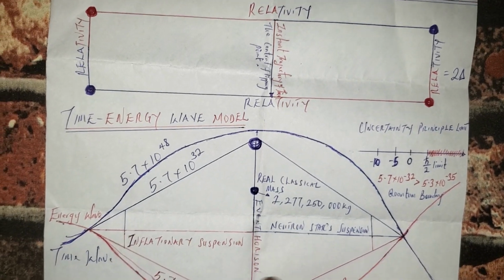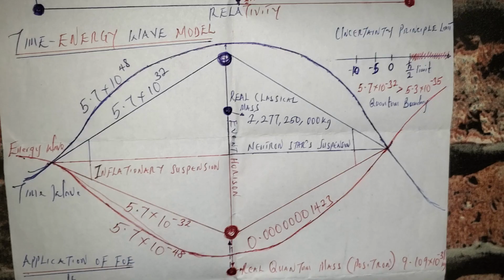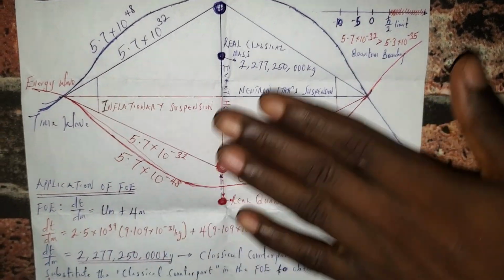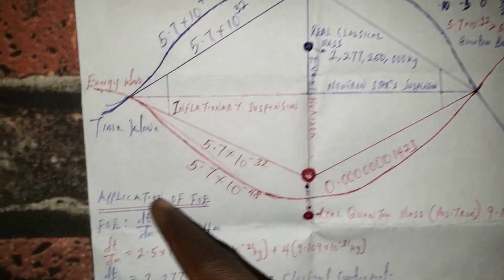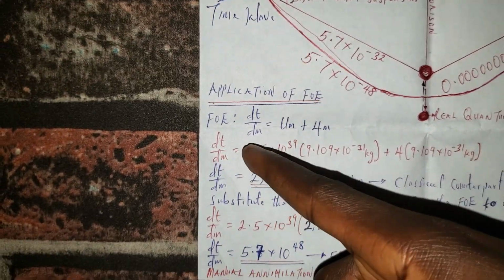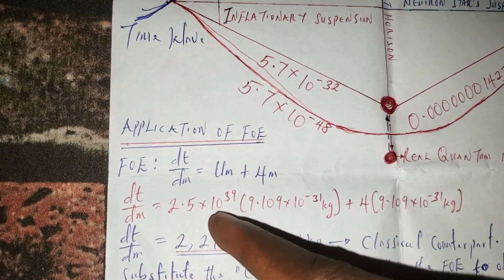So right now, let's look at this, but I want us to apply the formula of everything and then relate it to this time energy wave model. So now let's come down here, application of the formula of everything. The T, the M, then we now put our constant right here.